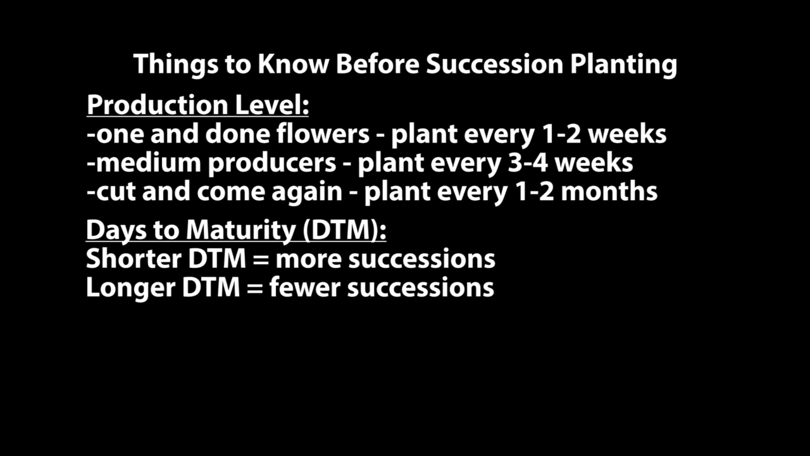The other thing to consider is the days to maturity. Certain plants are going to take longer to go from seed to flower, and that means that you can do only a few successions or maybe even one succession of those through the season. Looking at you, statice. And then other plants are going to come to maturity very quickly, like sunflowers, so you can keep succession sowing those the entire season.